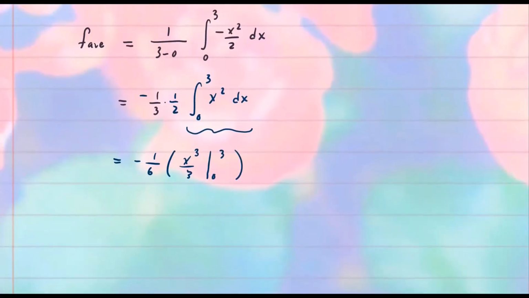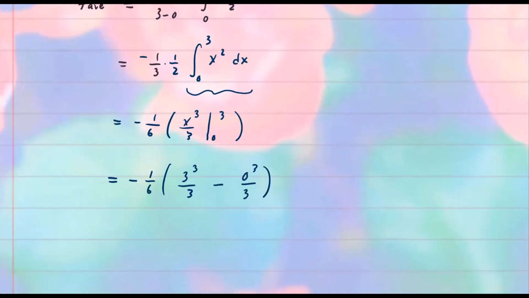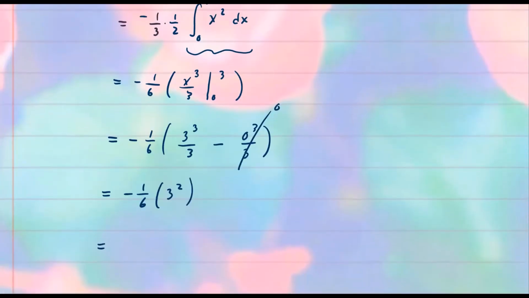Now we use the fundamental theorem of calculus, plugging in the upper limit of integration first. We have negative 1 over 6. Plug in 3, you get 3 cubed over 3, minus the lower limit of integration, 0 cubed over 3. This simplifies to negative 1 over 6 from before, and 3 cubed over 3 will just be 3 squared, and then of course this goes to 0. This would give us negative 3 squared. I can also simplify that with the 6 on the bottom, so I will get a 3 on top over 2 on the bottom. So this is the average value of this function.